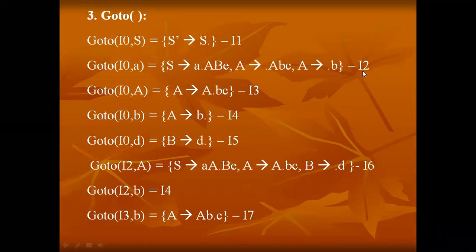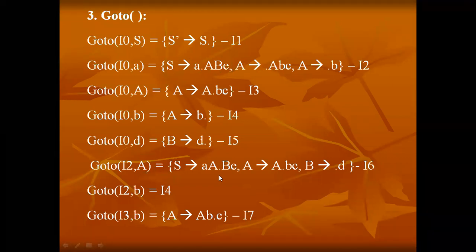Now check I2. I2 consists of 3 production rules. I2 has dot A here, dot A here, and dot B. That means in 2 rules we have the dot A condition. So we need to perform the goto function by calling I2 with the variable A. When I'm performing the goto function for I2 with A, I need to take these 2 rules.